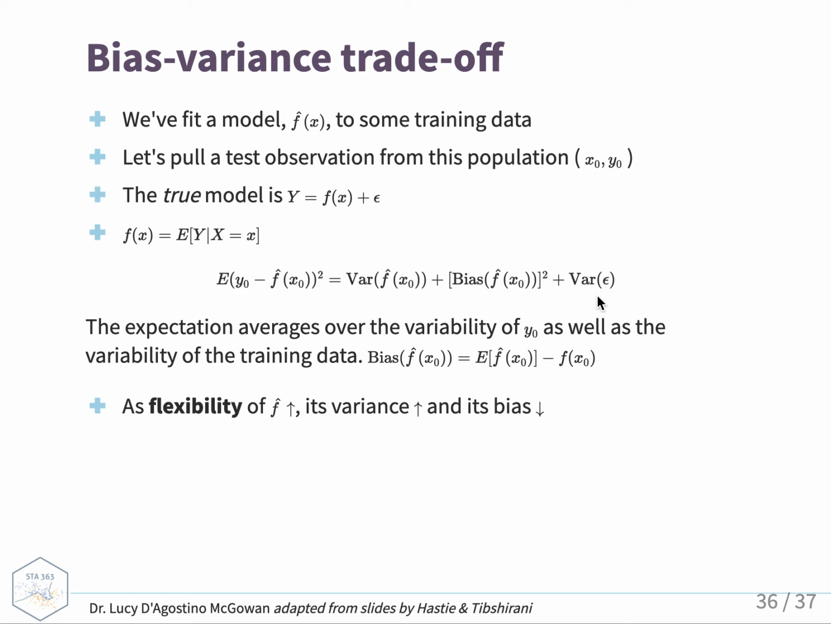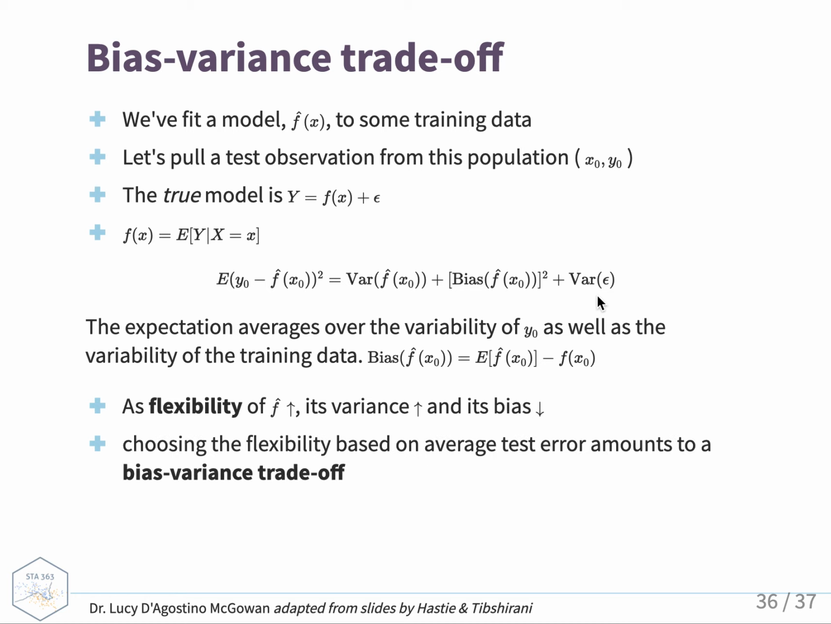And so the expectation averages over the variability of y0 as well as the variability of the training data. As the flexibility of our model increases, which in those plots I was just showing on the previous slide is as we're moving to the right on the x-axis, the variance increases and the bias decreases. So choosing the flexibility based on the average test error amounts to this bias variance trade-off, where you're trying to find that sweet spot where you have not too much variance and not too much bias.